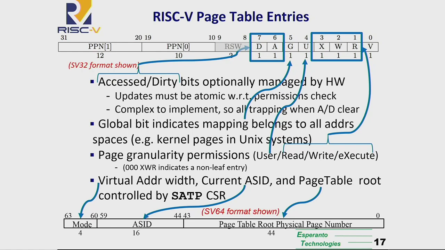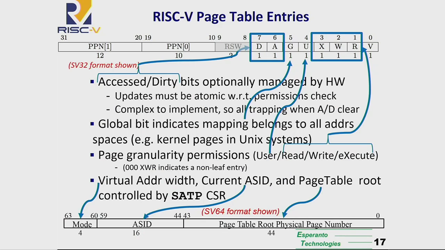Now, all that is controlled by the SATP CSR. It's not turtles all the way down, if you understand that idiom. At some point, you have to start with a real address. So the page table root physical page number, when you start translations, that's where you look first, in that address. And then we have the address space ID bits. And finally, we have mode bits. The mode tells you whether you're actually doing any translation at all, and it's possible you're doing bare metal, or whether you're doing a 32-bit address, 39-bit address, 48-bit address, etc. Pretty simple.